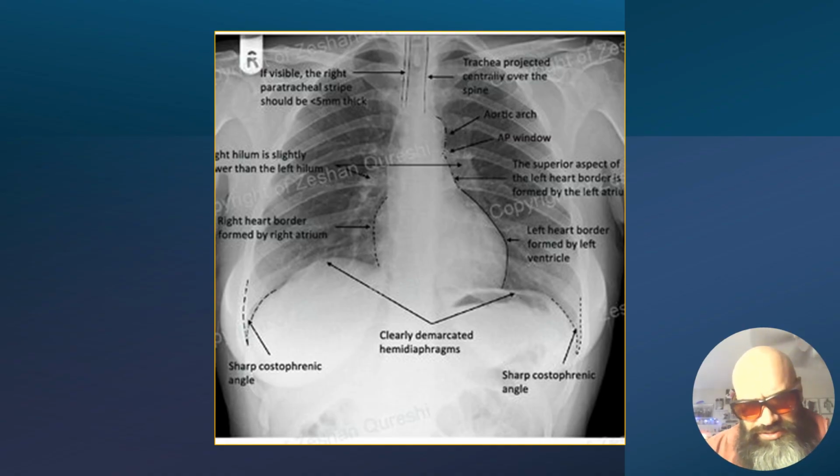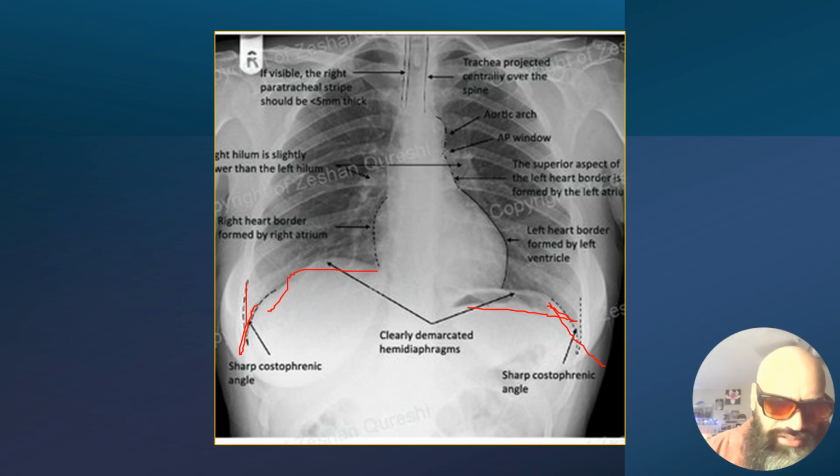This image also has labels to guide you in chest x-ray evaluation. Notice here that the costophrenic angles are very sharp, as you can see here, as well as on the left side. The gastric bubble is here. Now the right hemidiaphragm is going to be slightly higher than the left due to the fact that the liver is directly inferior to it.